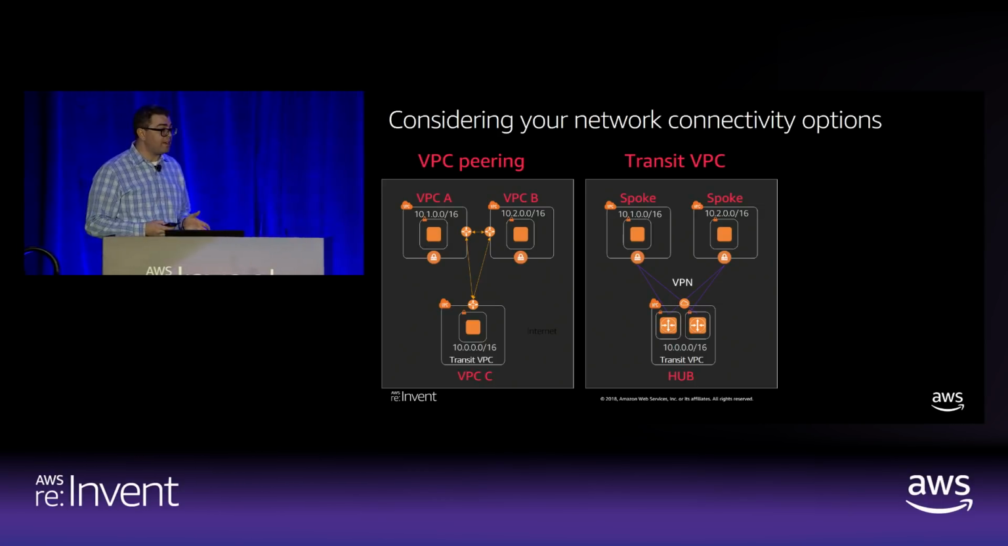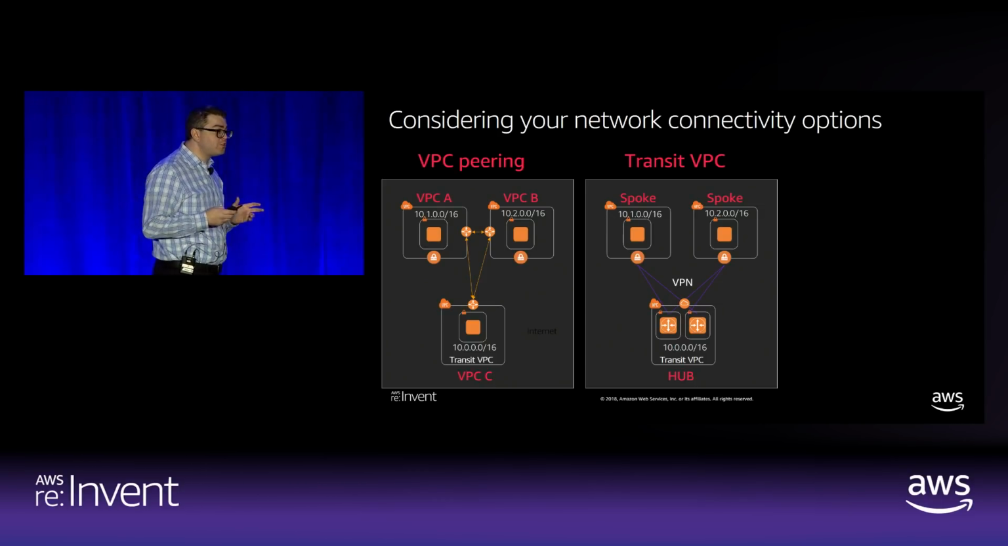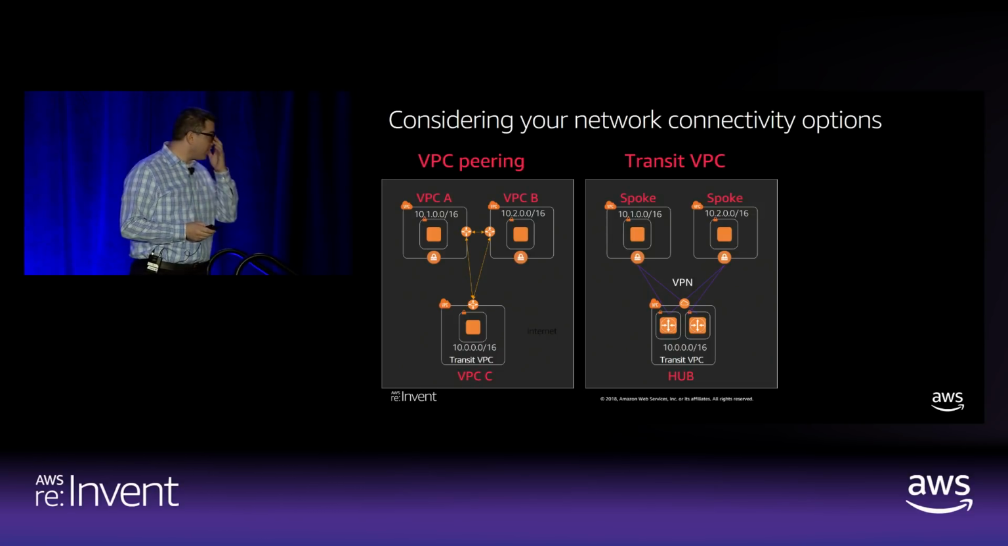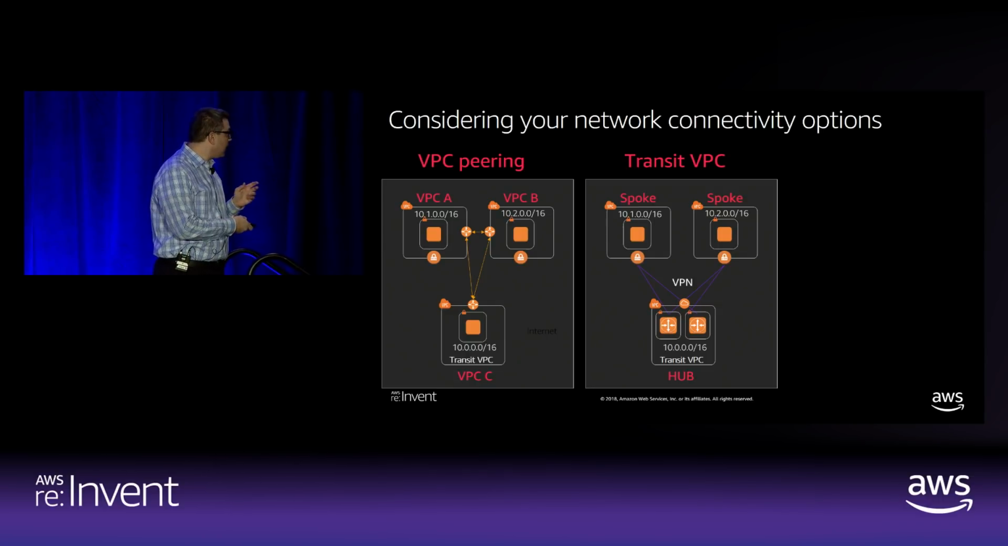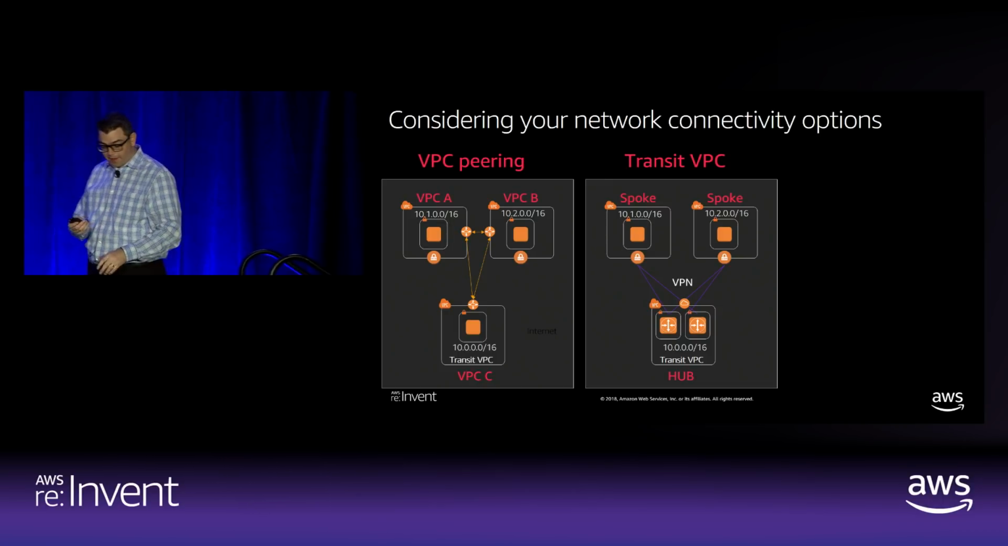Many of you know that in a VPN model, there's a number of constraints. VPNs historically are limited by 1.25 gigabits per second in egress traffic. So you're trying to go from here to here. There's going to be some constraints in that bandwidth connectivity. And we'll talk a little bit more about that as well.